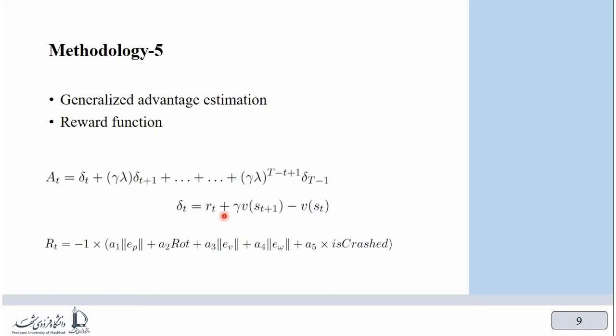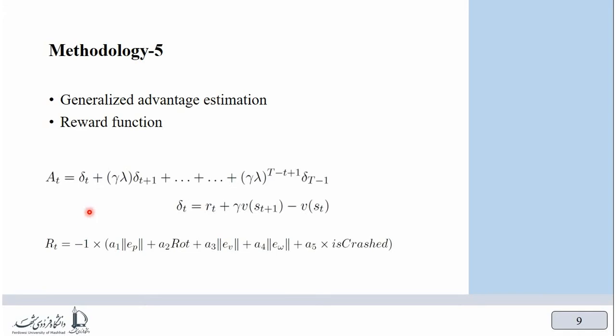We first use our estimate of the value function in the current and the next state in order to measure some delta, and this delta would be used to calculate the advantage. The bottleneck of our study was to design a reward function that would be informative enough for the agent to do the learning process and learn the desired tasks.